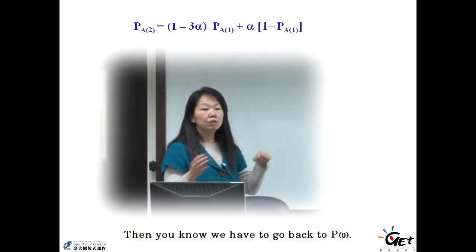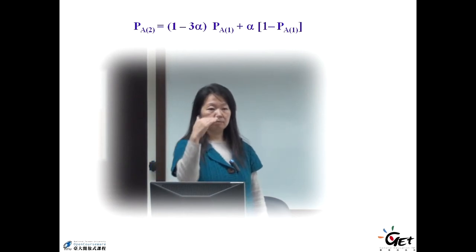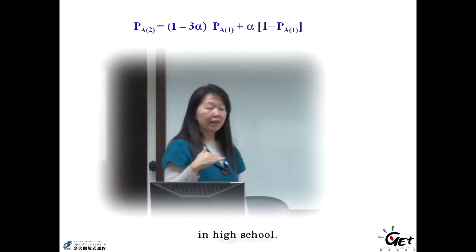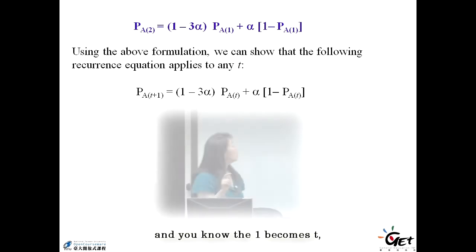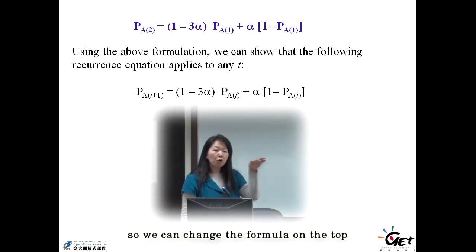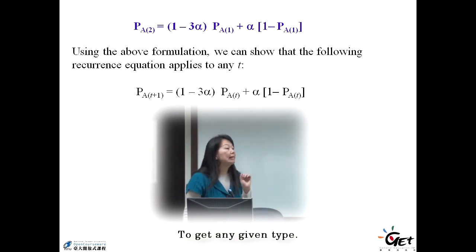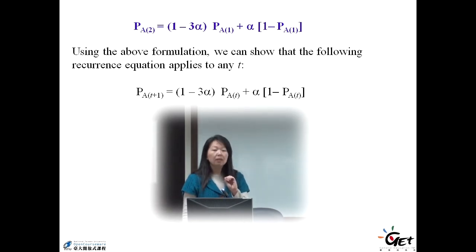Then we have to go back to P0. We can look at the formula, and this is what we learned in high school. We substitute 2 with t plus 1, and then the 1 becomes t. So we can change the formula at the top to the one in the middle to get, at any given time, the probability of staying with the same nucleotide.